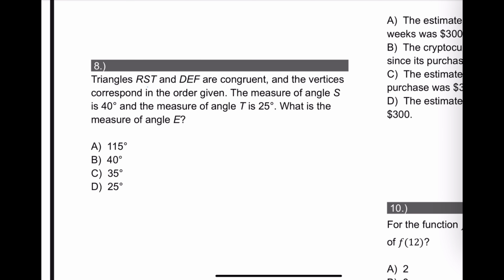Okay. Looking on to number 8, it says triangles RST and DEF are congruent, so they're the same. Let's just draw that real quick. We'll call that RST. The two triangles would be the exact same. It might help to draw that and visualize it. And the vertices correspond in the given order. The measure of angle S is 40 degrees. And the measure of angle T is 25 degrees. What is the measure of angle E?